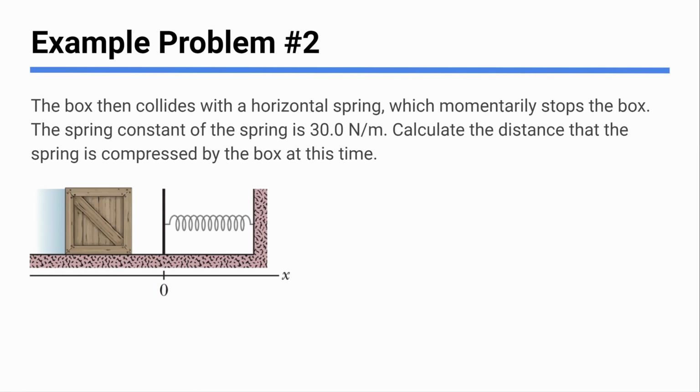Okay, let's keep going with this. Let's say now that box keeps on sliding, again, in this magical frictionless world that we like to live in when we do physics problems sometimes. And it hits a spring. Of course it does. Now the box crashes into a spring. The spring is going to compress, I'm thinking, and is going to momentarily stop the box. If you can picture that. The spring constant of the spring is a number given here. I want to calculate the distance that the spring is compressed by the box at this time.